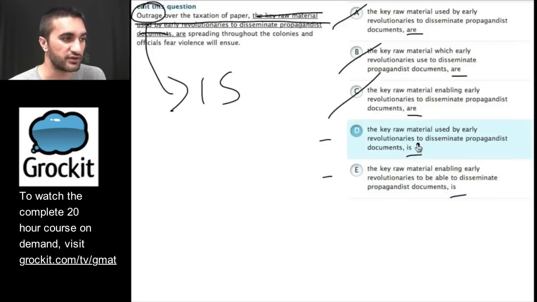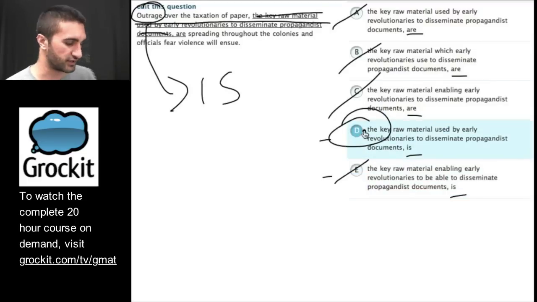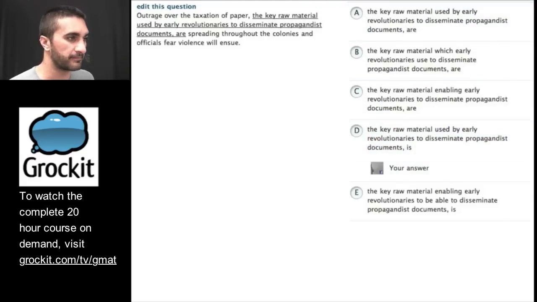The key raw material used by early revolutionaries to disseminate propagandist documents. This doesn't change anything. Whereas this says the key raw material enabling early revolutionaries to be able to. It gets, seems to me, unnecessarily long and wordier. Let's go with D.